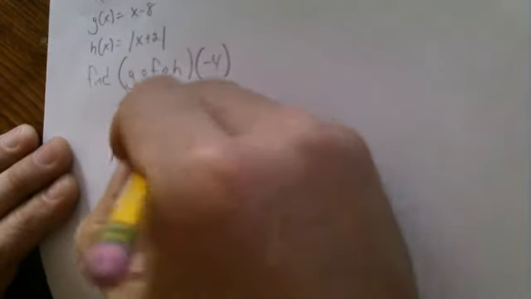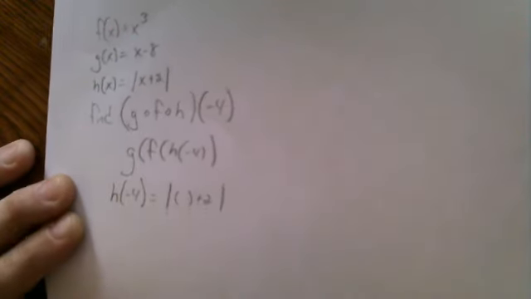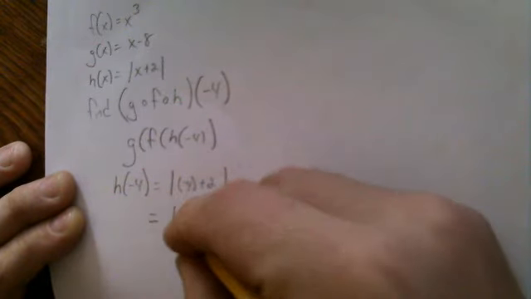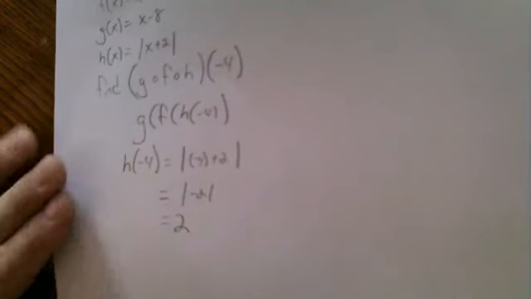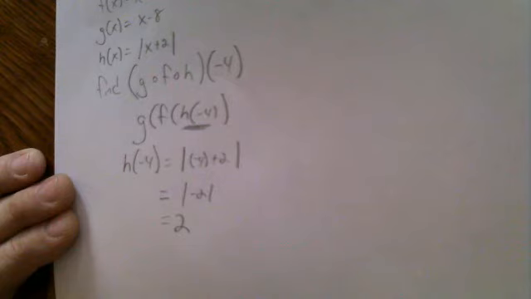So we're going to begin with h of -4. Let's go to the rule for h. H is up here. It's the absolute value of x plus 2. And what are we going to substitute for x? In this case, -4. So h of -4 is the absolute value of -2, which is 2. H of -4 is 2.